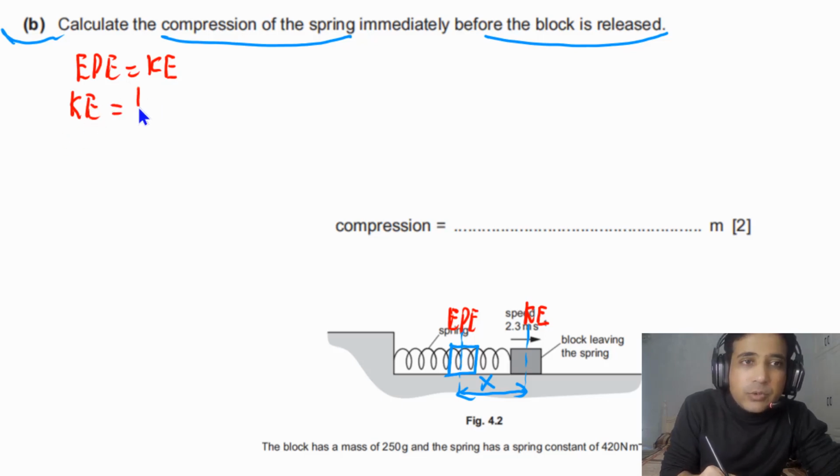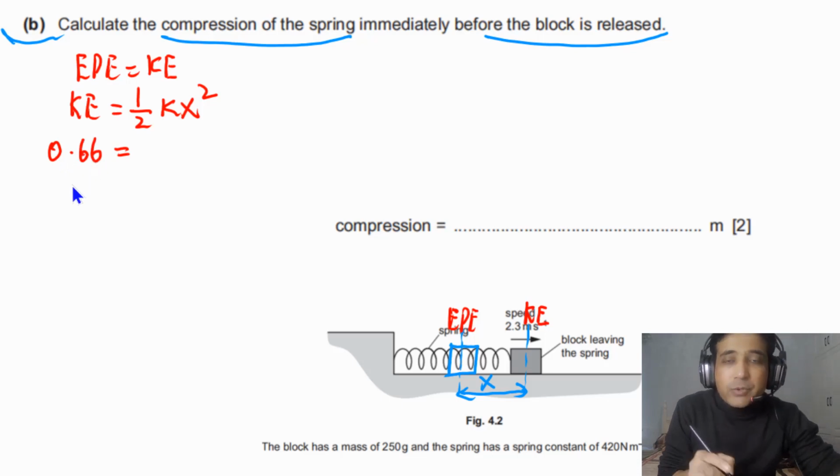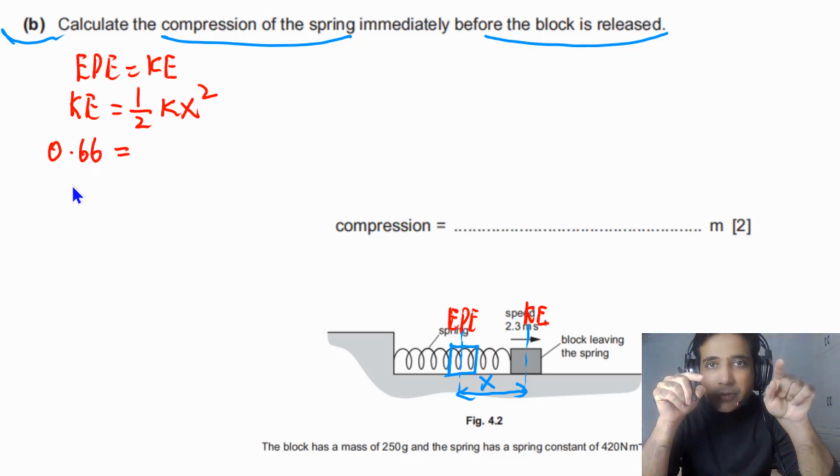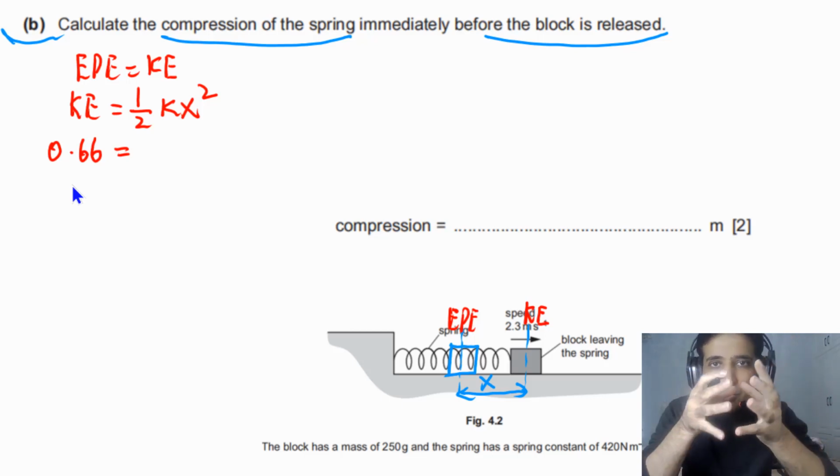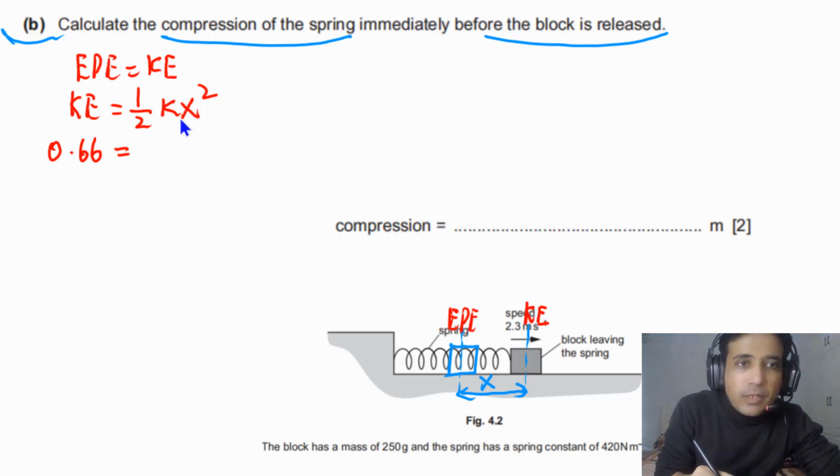We have the value of kinetic energy. So EPE, we can say, is 1/2 k times x squared. And kinetic energy we have already calculated. That was equal to 0.66. It is also given in the question that all the EPE has been converted into kinetic energy, so there is no loss of energy due to friction. We need to calculate the value of x, so we can rearrange this for x.